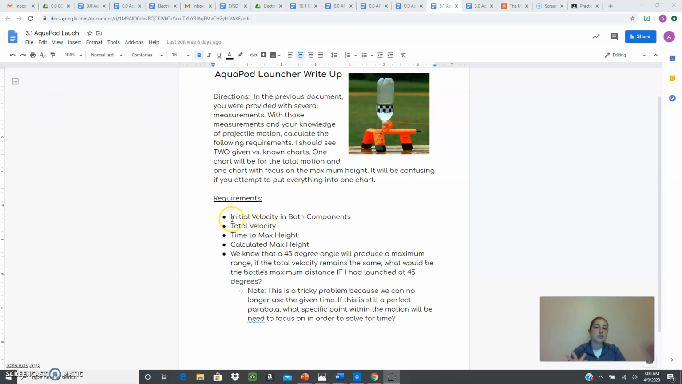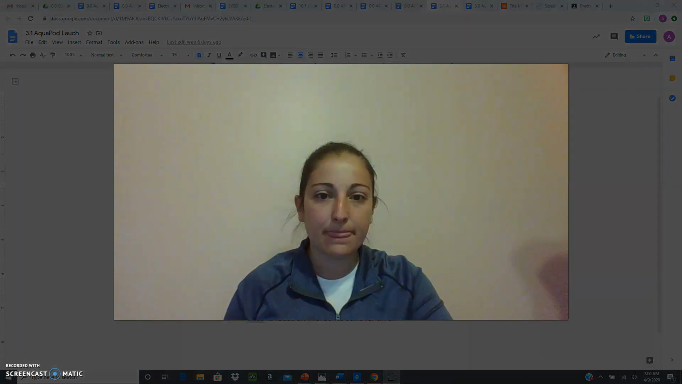First thing, I asked you for the initial velocity in both components, and I asked you for the total velocity. This is what you're also looking at when you do the family game night. For the family game night, you were told to figure out the optimum angle and the optimal total velocity in order to be successful in your sport. So I'm going to go ahead and make myself bigger.